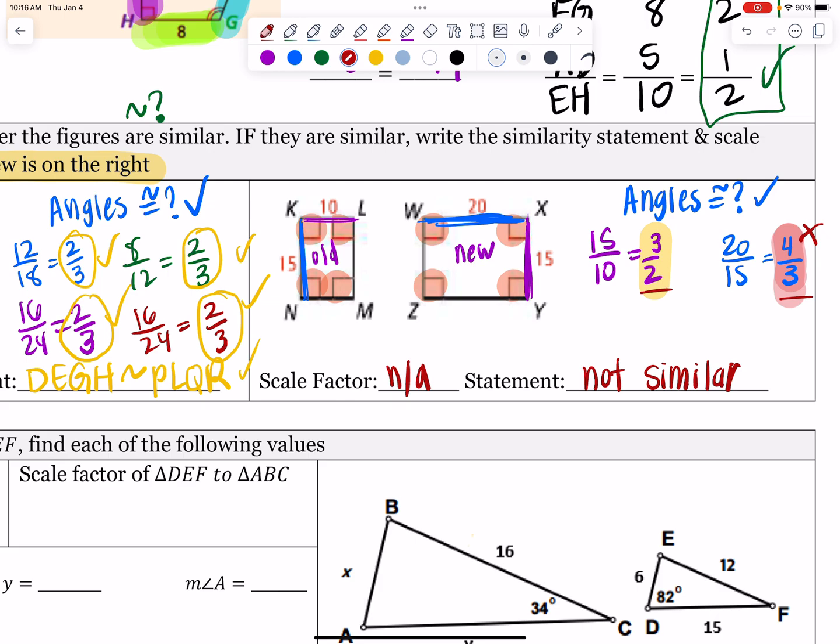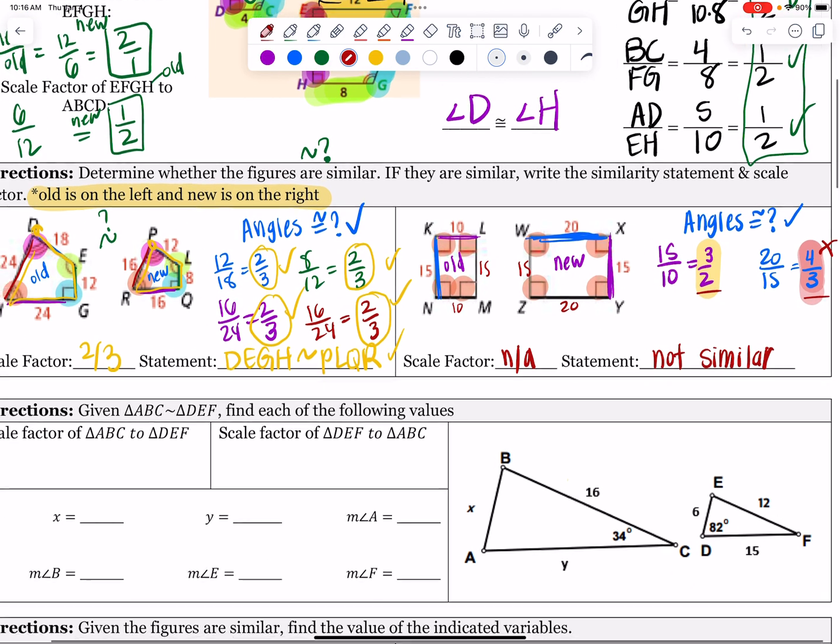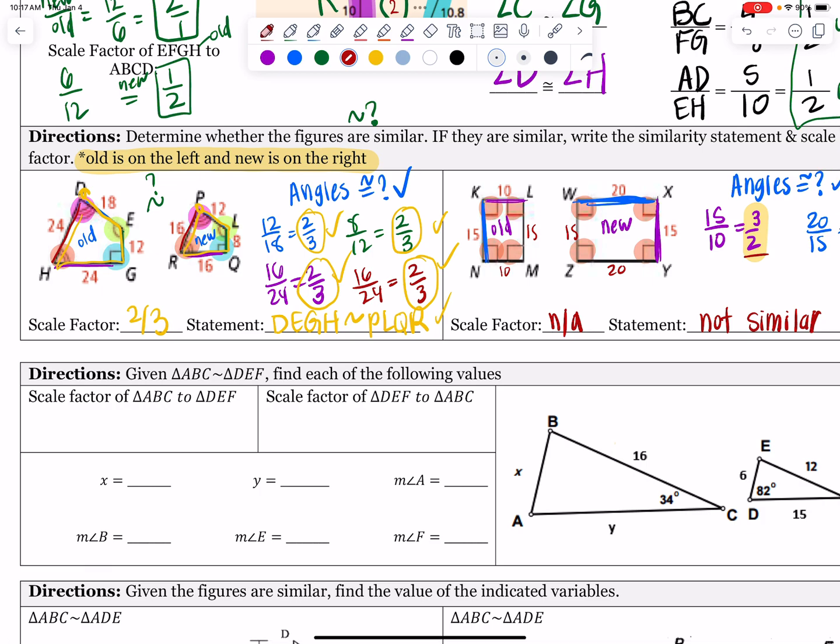Because these two fractions did not match like they did last time, we're only checking 2 pieces instead of 4 because it's a rectangle. I know that both of these pieces would be 20, both would be 15, both would be 10, both would be 15. But because those fractions didn't match, we're going to say that these are not similar shapes. They're both rectangles, but they're not similar to each other.